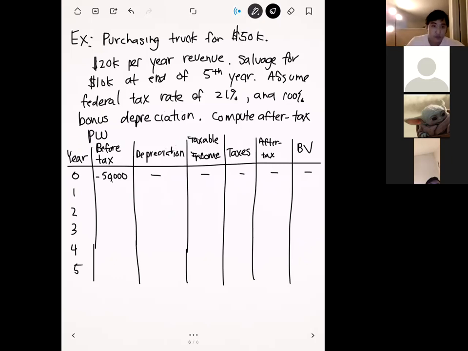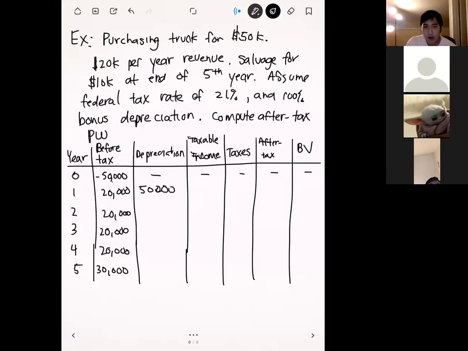Okay. Right. And then let me go ahead and insert all of the revenues that we have. And so those are all the revenues. Since remember, we have an extra 10,000 in year five because we're salvaging. Okay. All right. So now let's go ahead and fill in the depreciation.